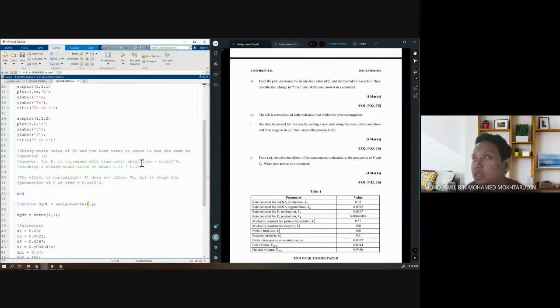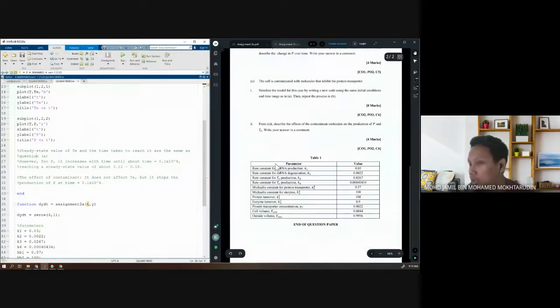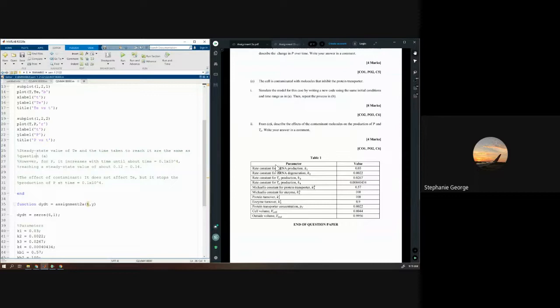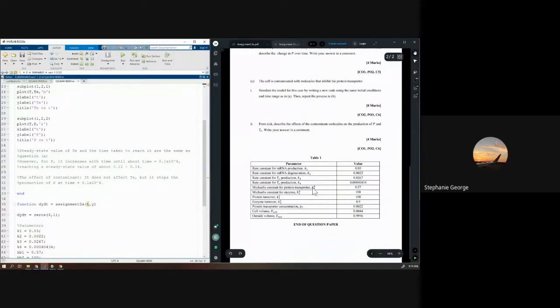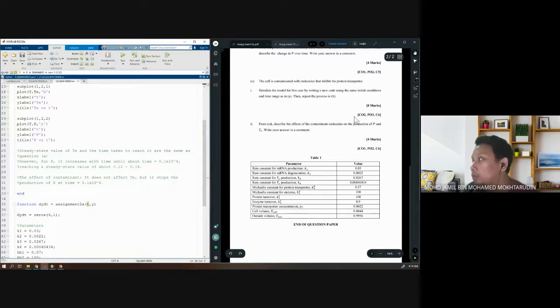Okay, any questions before we move on to the next assignment? Sir, kalau protein transporter tu modify dua, KB1 dengan PT sekali, masih acceptable ke, atau memang salah? Boleh je. Mungkin markah dia tak full lah, maybe 7 macam tu lah.